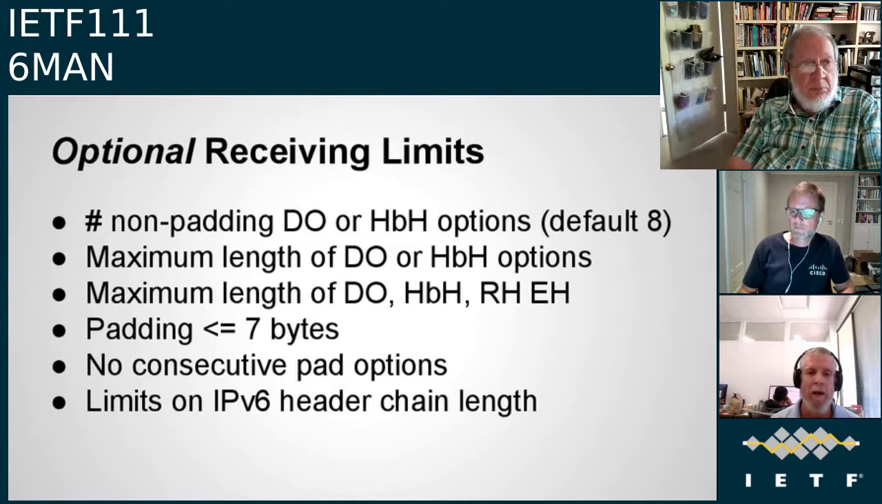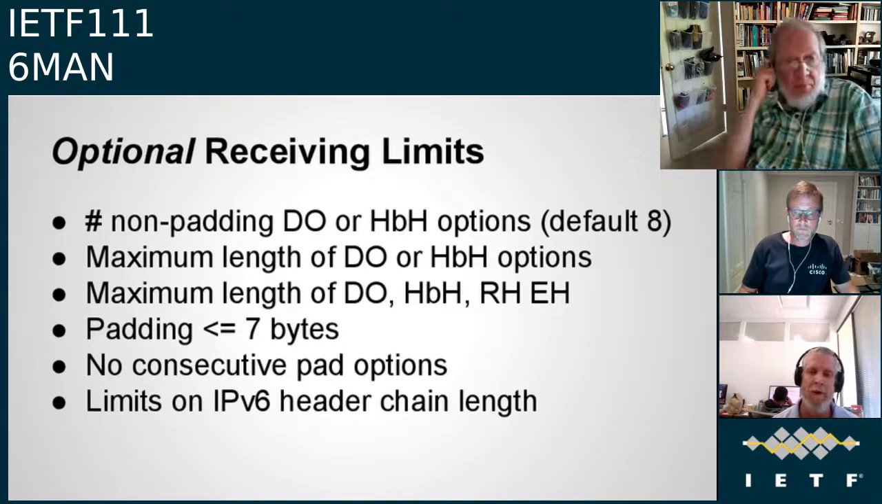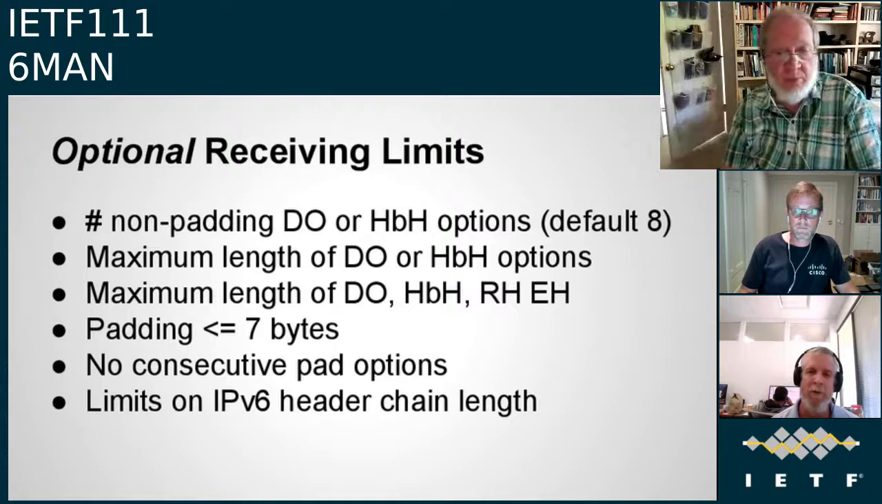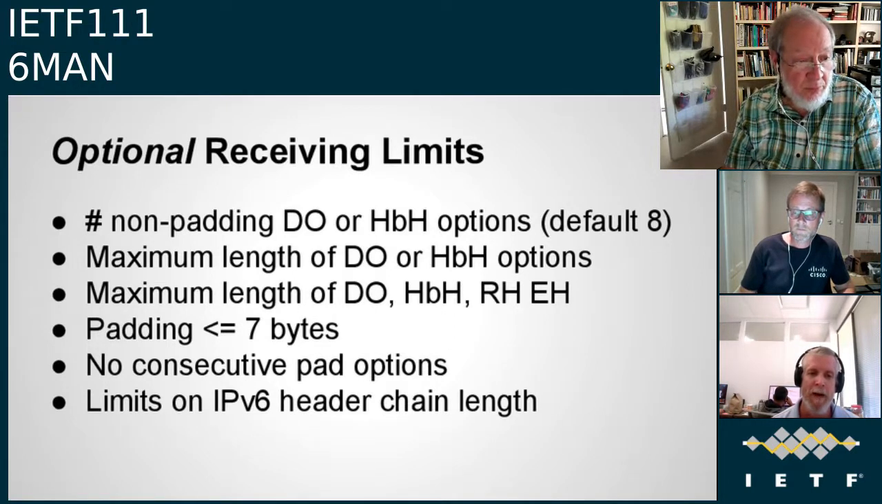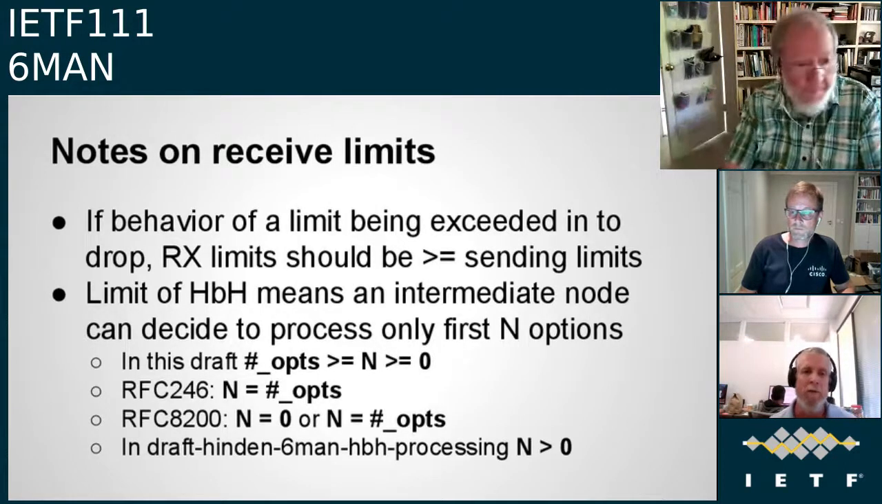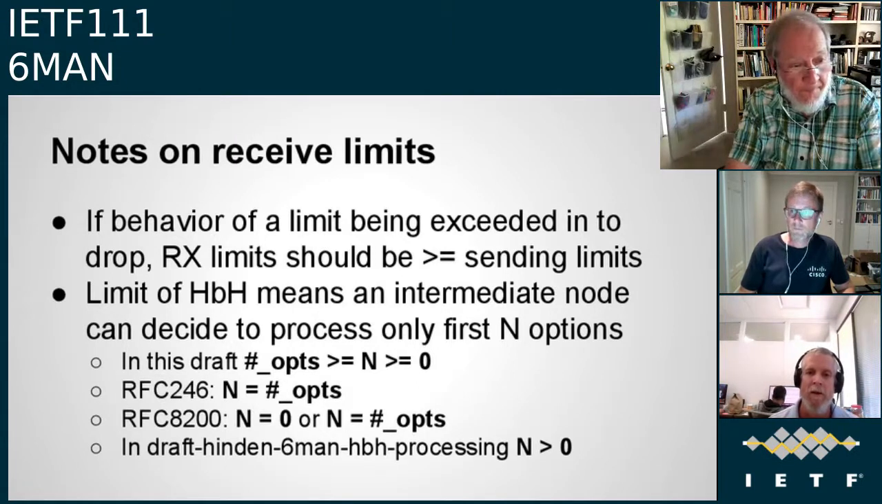So receiving limits, these are kind of similar to the sending limits. And again, those are basically based on RFC 8504. We just extended that. So for instance, the number of non-padding destination options and hop-by-hop options would default to 8. And then maximum lengths of headers, maximum number of options, and limits on the IPv6 header chain length. A couple of notes about the receive limits. Receive limits obviously should always be greater than or equal to the minimal sending limits. So it probably doesn't make a lot of sense if our receive limits are less than the sending limits.